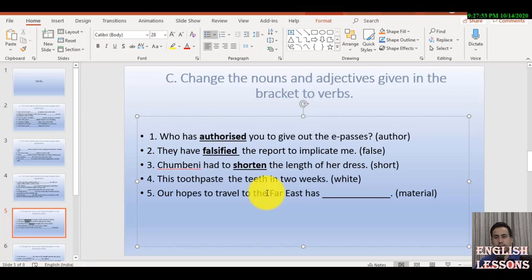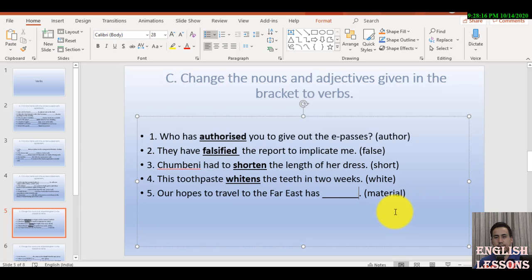So the singular verb will be whitens, plural whiten, singular whitens. This toothpaste whitens the teeth in 2 weeks. Let's look at the fifth one.